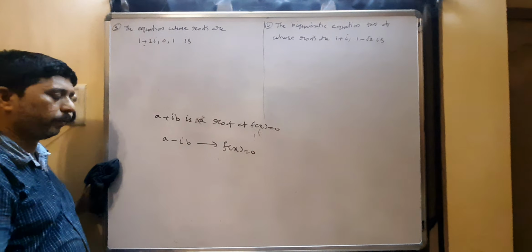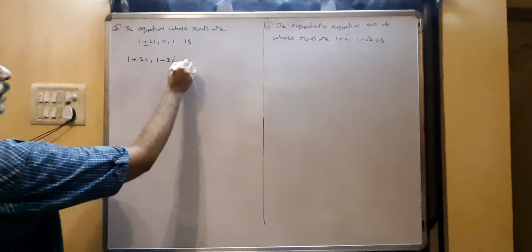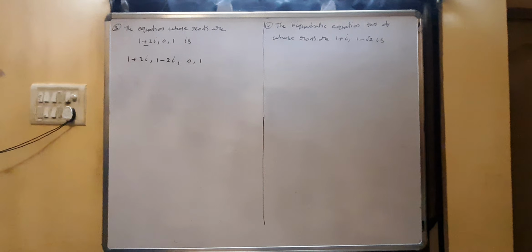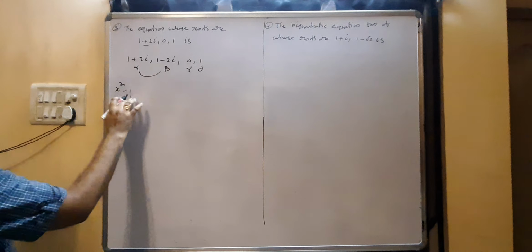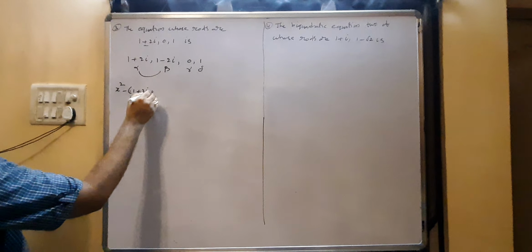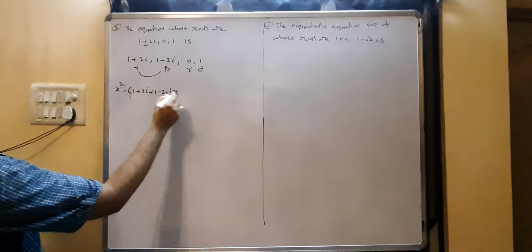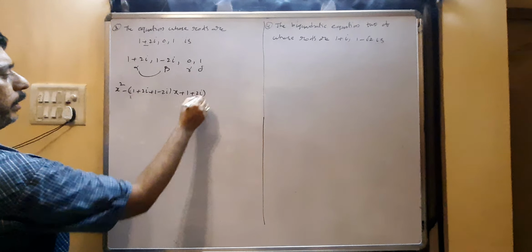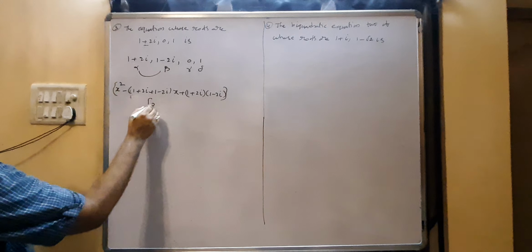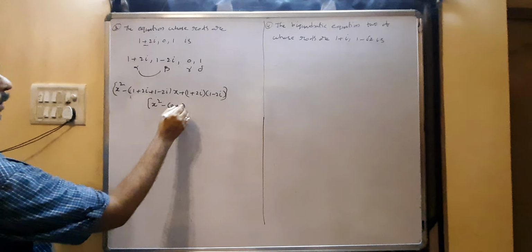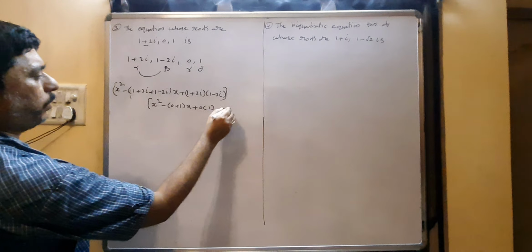Now coming to this question, four roots are given: 1 plus 2i, 1 minus 2i, 0, 1. So you can take first alpha, beta. This is alpha, beta, gamma, delta. The conjugate pair you can take. Apply the formula x square minus sum of the two roots, 1 plus 2i plus 1 minus 2i, into x plus product of the two roots, 1 plus 2i into 1 minus 2i, into x square minus sum of the roots, 0 plus 1, into x plus 0 into 1 equal to 0.